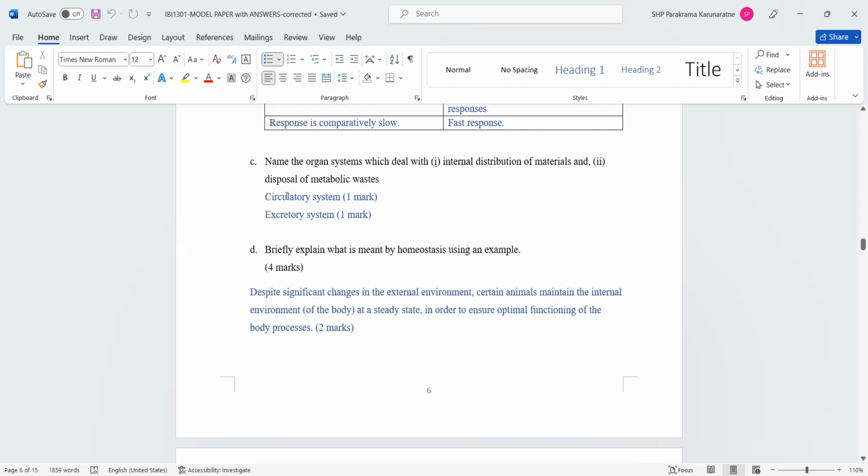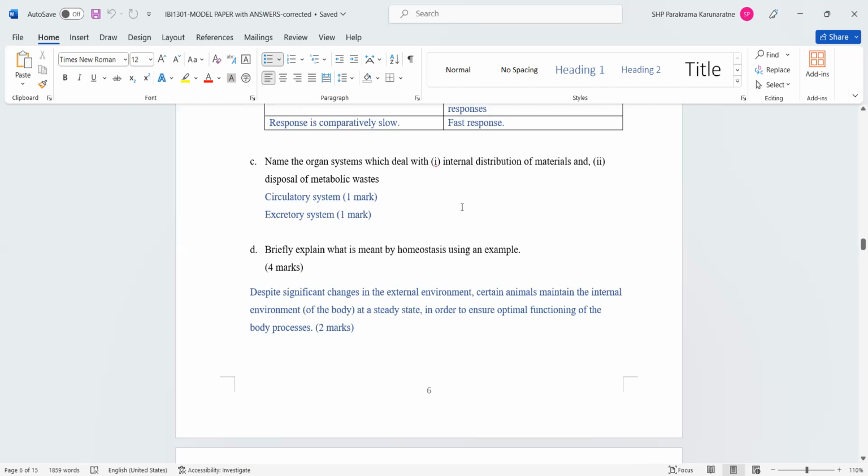And then disposal of metabolic waste. Metabolic waste comes as nitrogenous waste. They are excreted from the body using the excretory system. So if you say circulatory system and excretory system, you get 1 mark and 1 mark. So that is how you can get the marks. And you can ask any other thing also.